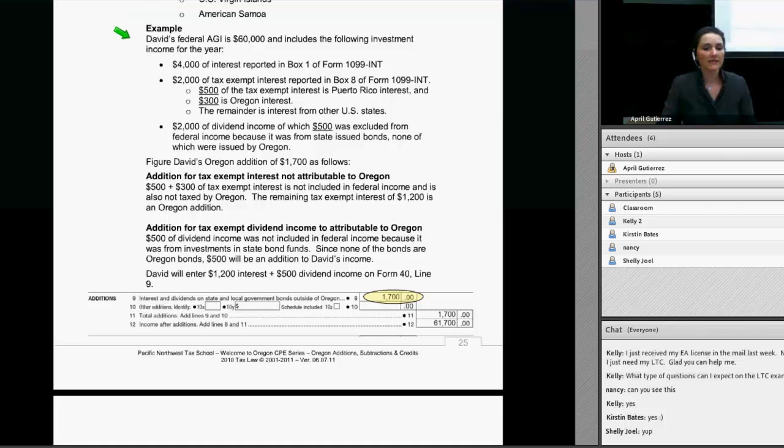Okay, here's my example. David's federal AGI is $60,000 and includes the following investment income for the year. $4,000 of interest in Box 1 of Form 1099 INT. What is Box 1?